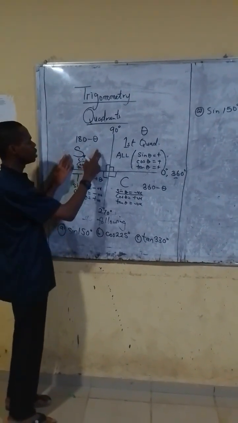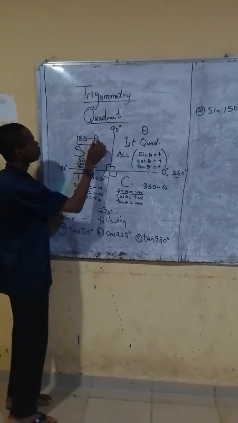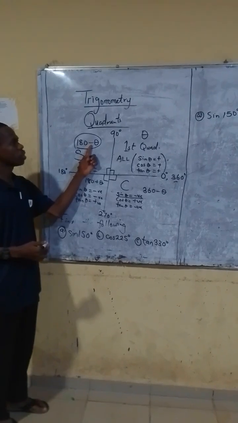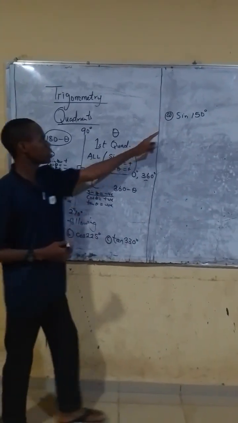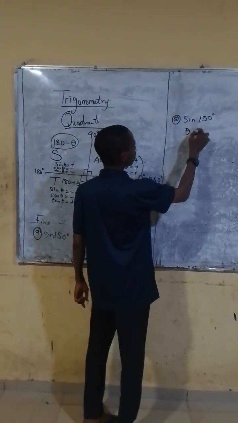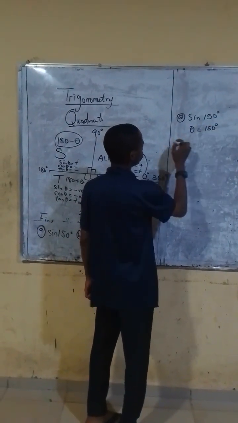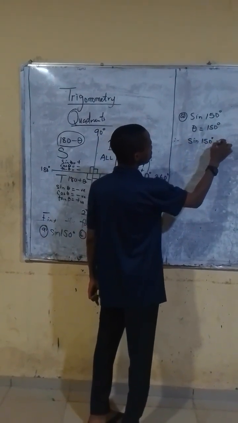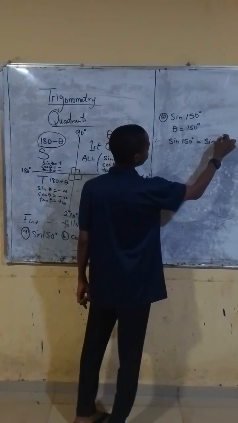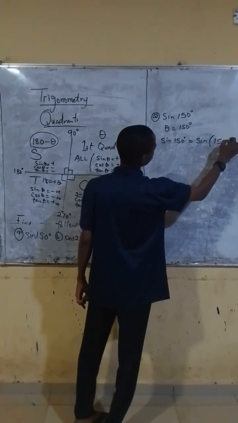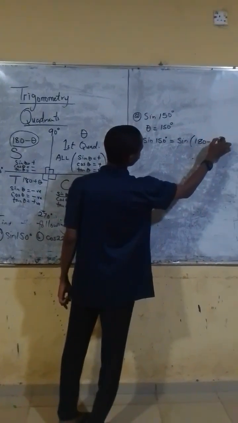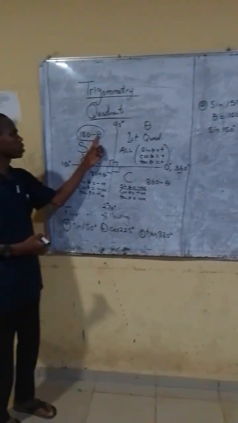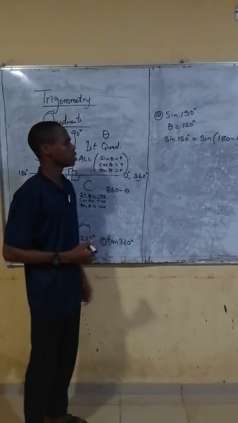That means that will be in this video. And then I will now go with the formula given to me for the second quadrant, which is 180 minus theta. And in this case, you can see that our theta is 150. So therefore, sine 150 will be the same thing as sine 180 minus 150, because the formula is 180 minus theta and our theta is 150.